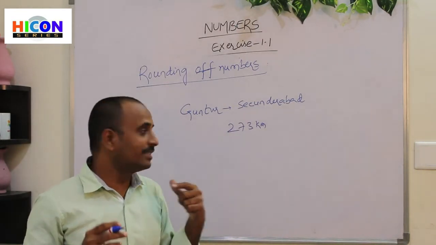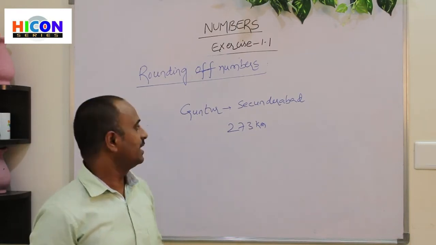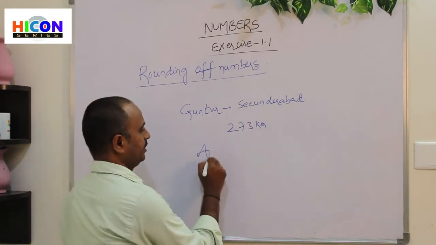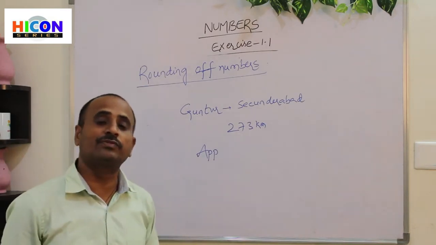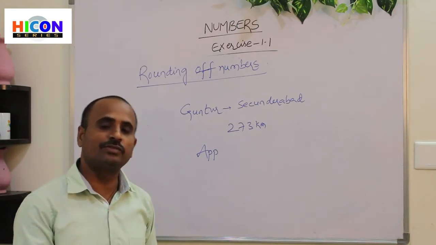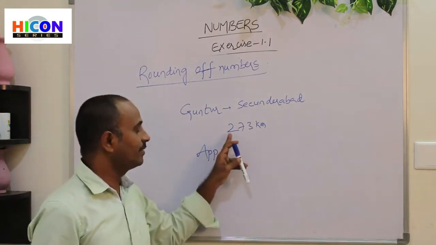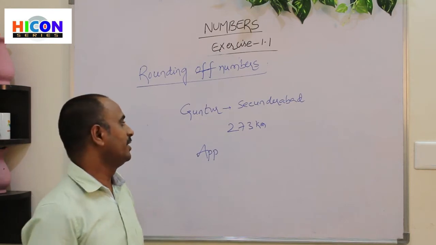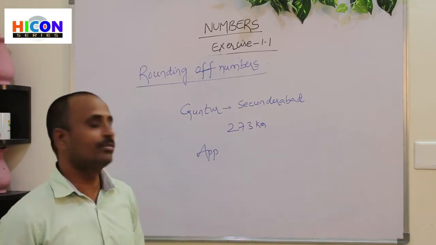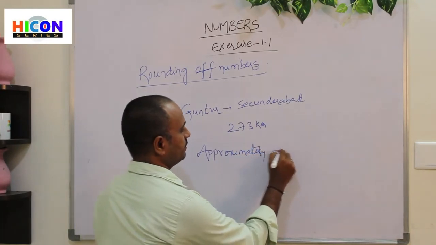But if you don't remember this distance correctly, we will say the distance between Guntur and Secunderabad is approximately. So if we do not remember the actual value, we will say the near value which is nearer to the actual value. So here the actual correct distance is 273 kilometers. And if we did not remember the actual distance, we can say the distance between Guntur and Secunderabad is nearly, that means approximately 300 kilometers.